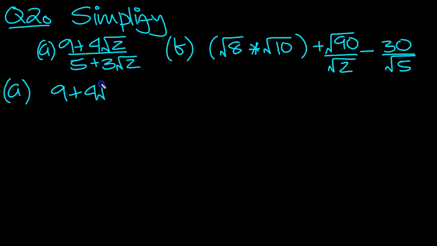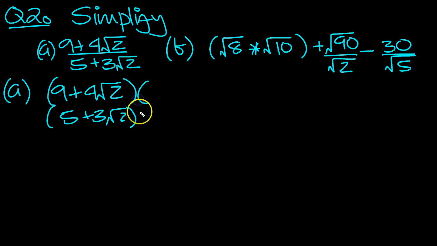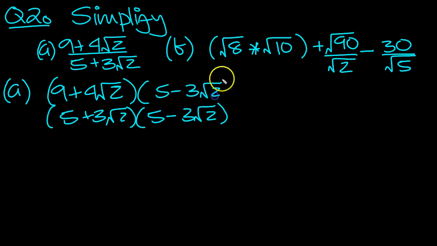9 + 4√2 on the top, put a bracket around it, 5 + 3√2 underneath. And then we're going to rationalize the denominator, aren't we? So let's times it by 5 − 3√2. And on the top we also need a 5 − 3√2, of course, because we can't change the number. So there's our fraction then.